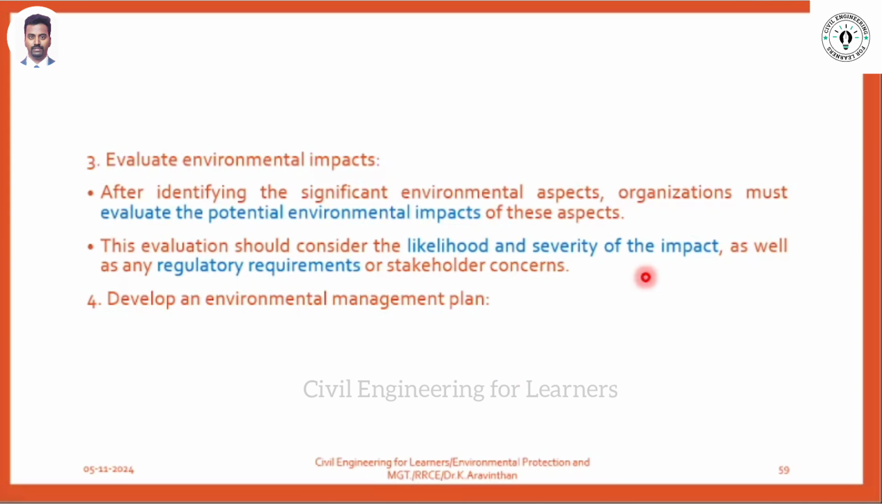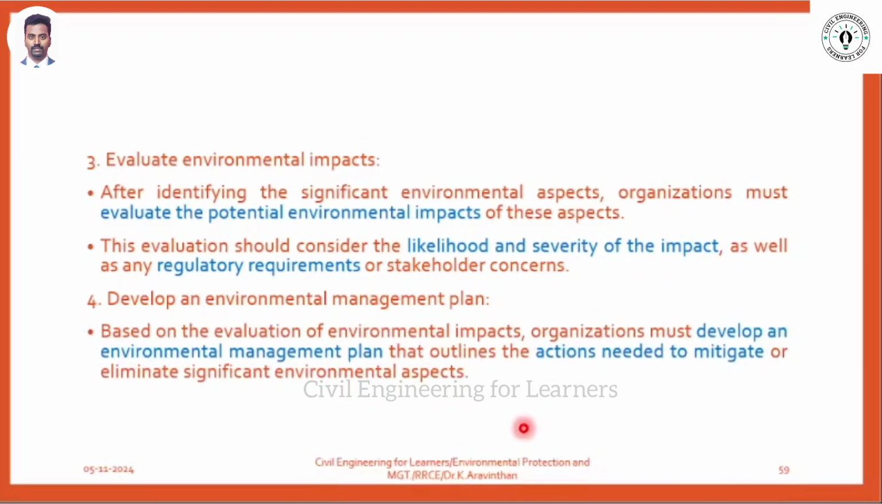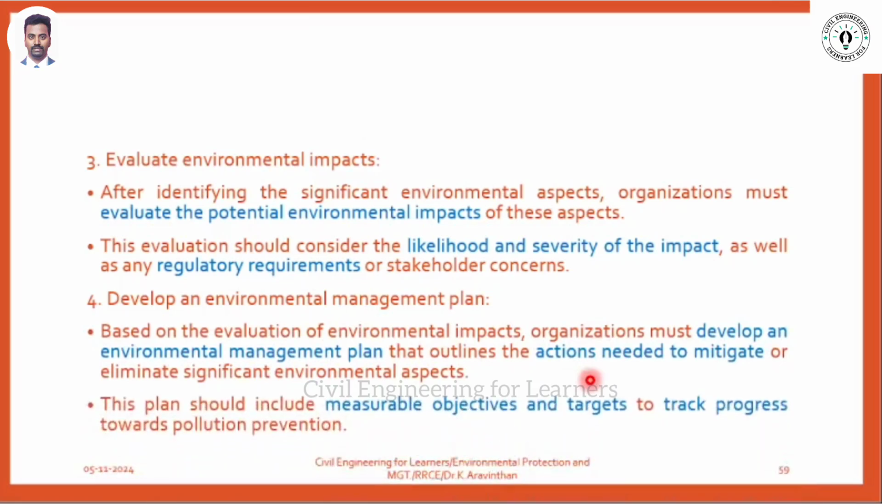Fourth one is develop environmental management plan. What are the aspects, what are the impacts? According to that, you have to develop a management plan. So this plan should create an action for mitigating the impacts. Whatever negative impact is there, it should have a mitigating effect. Then measurable objectives and targets. The plan should be measurable. If you are executing one plan, after 100 years, what will happen? It has to be targeted. How much global warming can be reduced? It has to be targeted and the plan has to be set. It has to be a measurable objective and target.